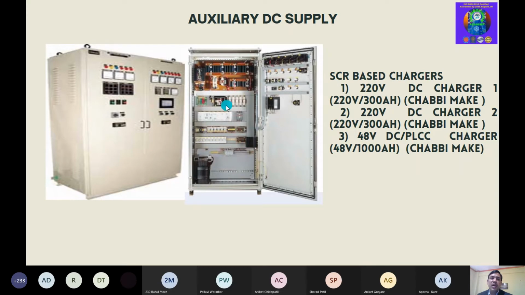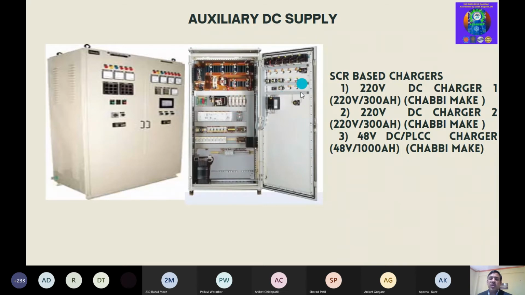Then special importance is earth leakage. Earth leakage in DC is most important. You can't ignore DC leakage, otherwise it will hamper your whole system if there is a leakage of the DC. So for that, an earth leakage relay is also provided here in this charger, and all these indicators are provided here.